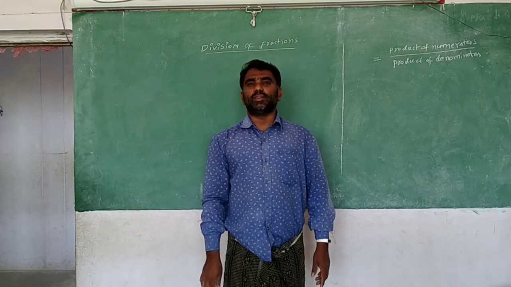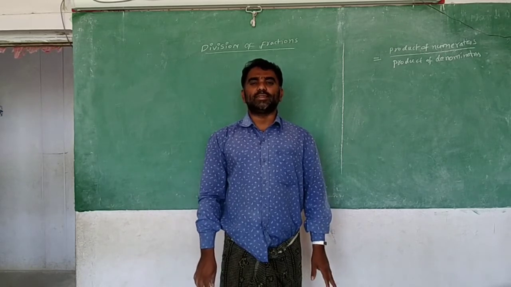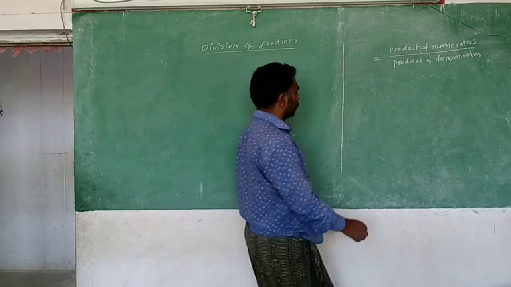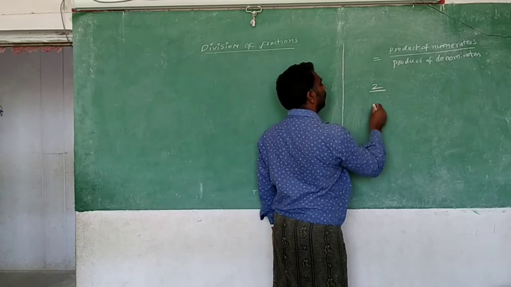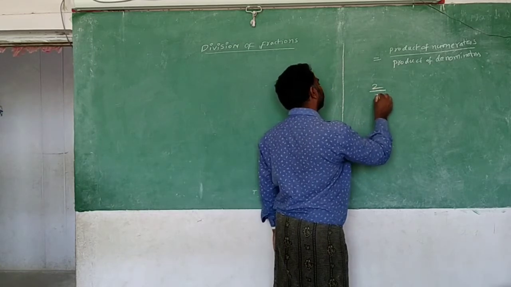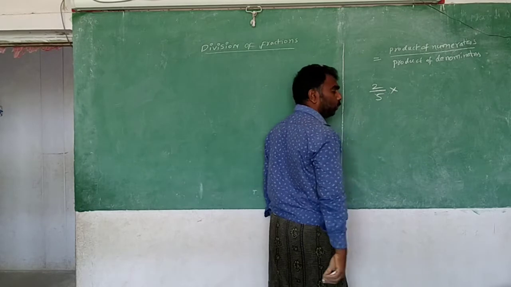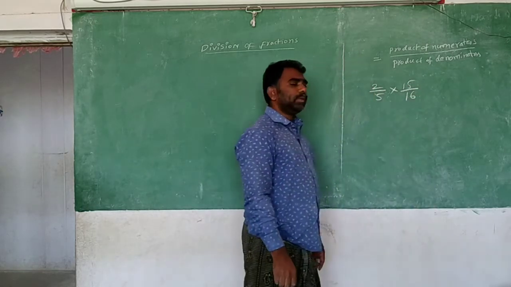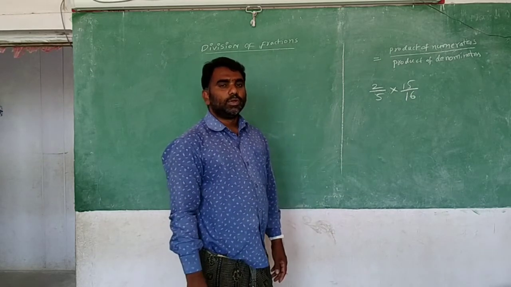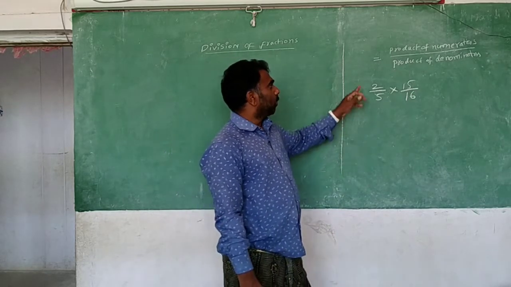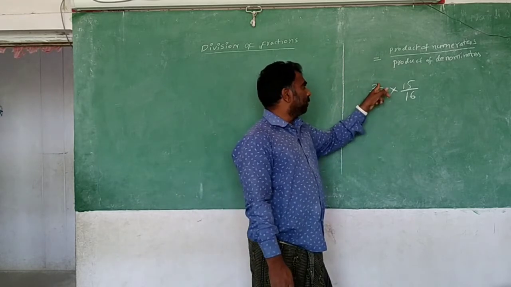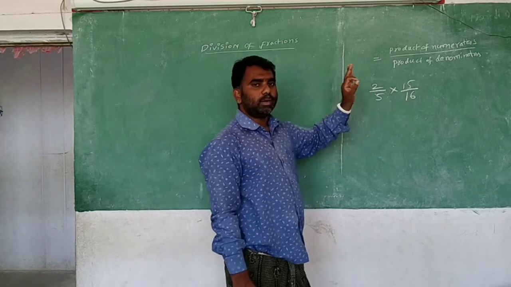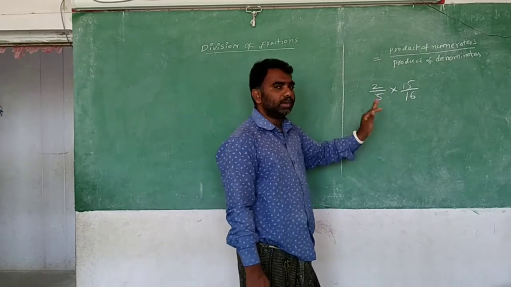Many examples I already explained to you. Once again, I will share some other examples. How do you do the multiplication of fractions? Suppose I give you 2 by 5 into 15 by 16. This is the multiplication I have given to you. So what is the simple method? Multiply the numerators and multiply the denominators.